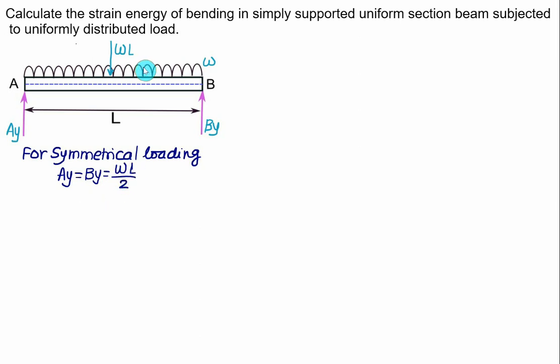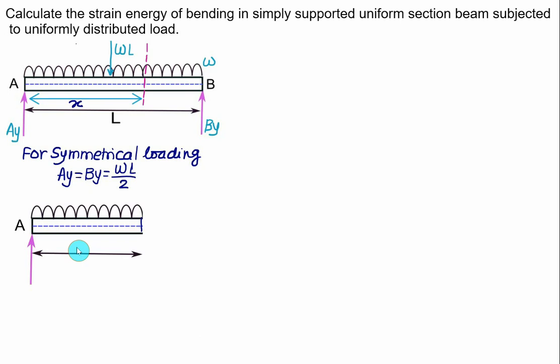To find the bending moment at any distance x, we'll consider one section plane at a distance x from A. Here we'll develop the FBD at the given section. So let's consider the FBD of the given section with a distance equal to x. We have AY equal to W into L divided by 2.